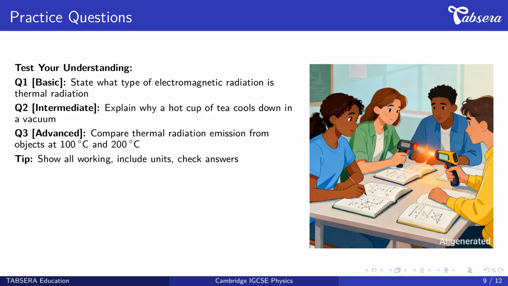Question 3 is advanced level. The question asks you to compare thermal radiation emission from objects at 100 degrees Celsius and 200 degrees Celsius. This tests your understanding of temperature dependence. For all questions, remember to show your working clearly, include units in every step, and check your answers make physical sense. Write your answers now before looking at the solutions.